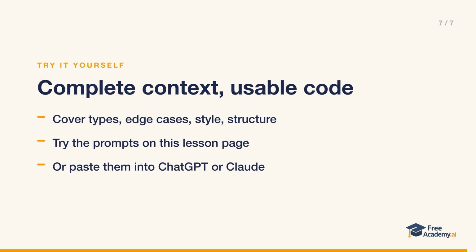Now it's your turn. Try one of these prompts right now. You can run it directly on this lesson page at FreeAcademy AI using the interactive prompt playground, or paste it into an AI assistant like ChatGPT or Claude and watch the difference good context makes. Write a complete prompt, see the code it returns, and keep refining until the output is something you'd ship.